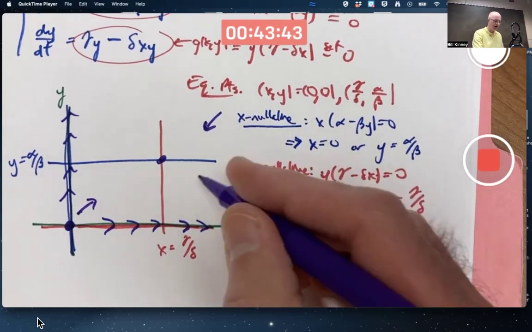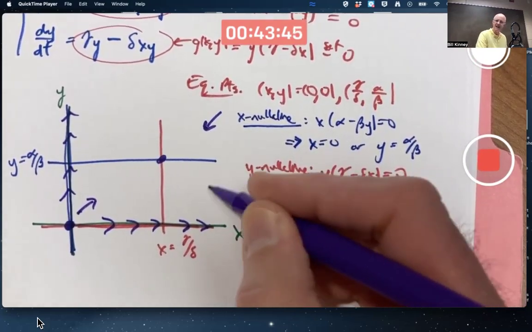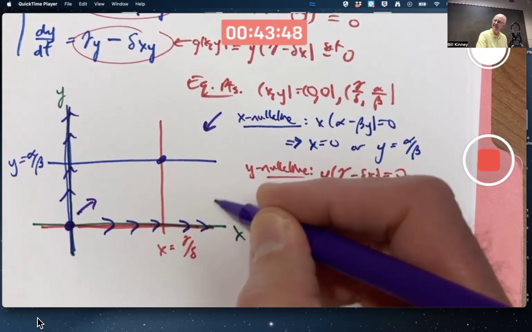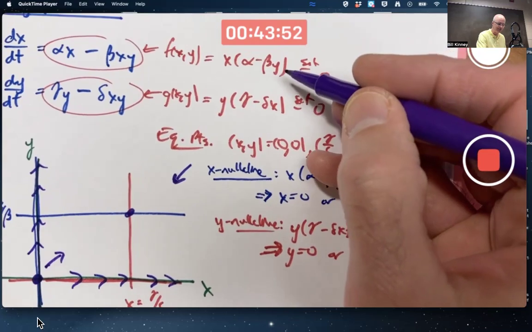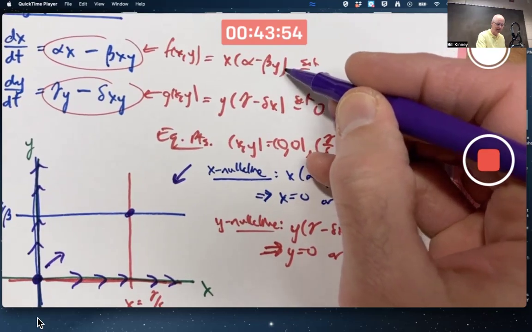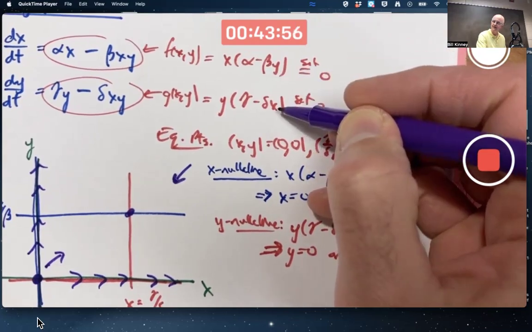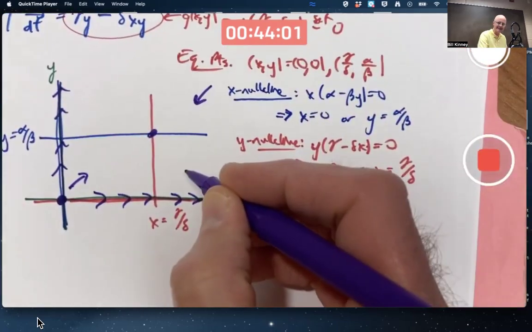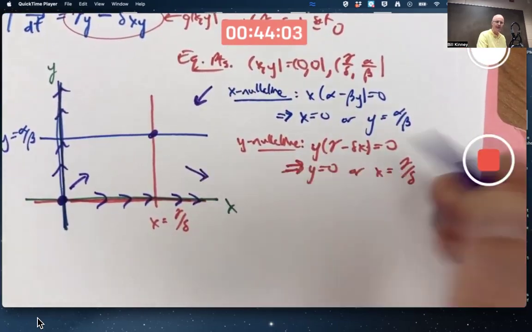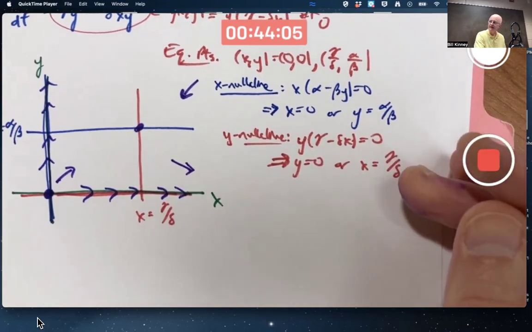What about over here? X is large and y is small. If y is small, that's positive. And if x is large, that's negative. dx/dt is positive, dy/dt is negative. X is growing, y is decaying. You've got to go down to the right, southeast.